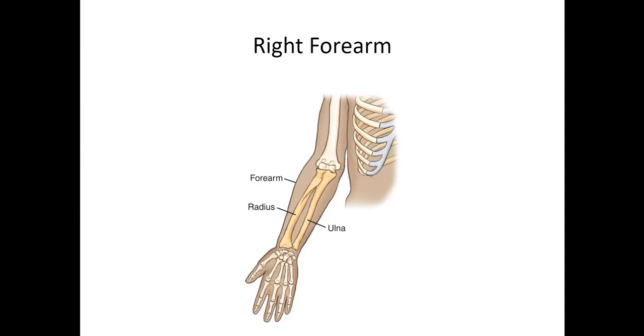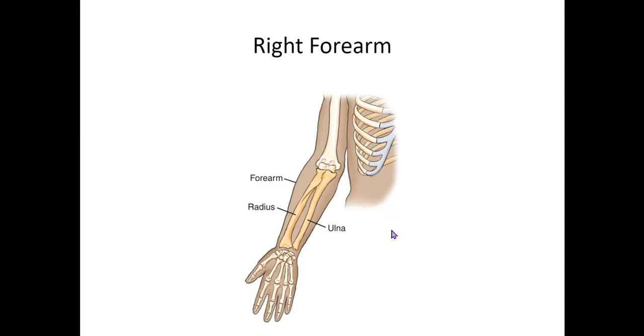So here's an example of a right forearm. So remember, the radius is a lateral bone on the same side as the thumb, and the ulna is the medial bone. And as we've learned in the previous unit, the radius and the ulna articulate or join with each other at the distal radio-ulnar joint here. So distal radio-ulnar joint would be at the wrist. But as we'll see, they also articulate at the proximal radio-ulnar joint here near the elbow.